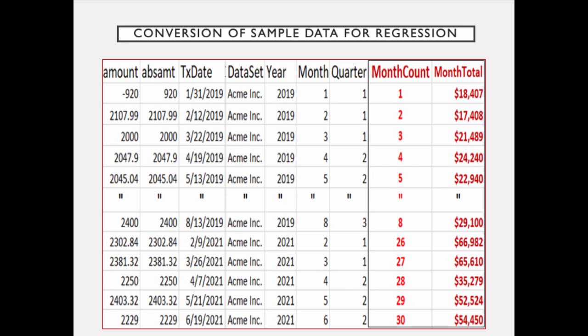This dataset is derived from the random sample. It is structured to allow the development of a cash flow projection model. It is essentially the restructuring of the original sample. The 2 variables necessary for the prediction model are month count and month total, covering 30 months.